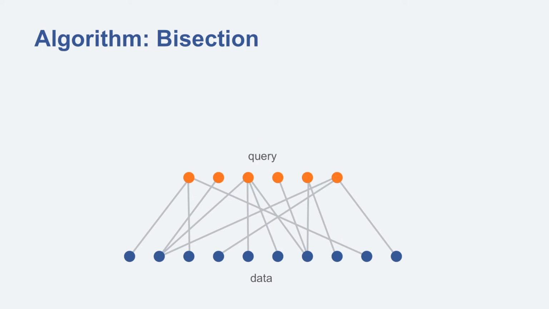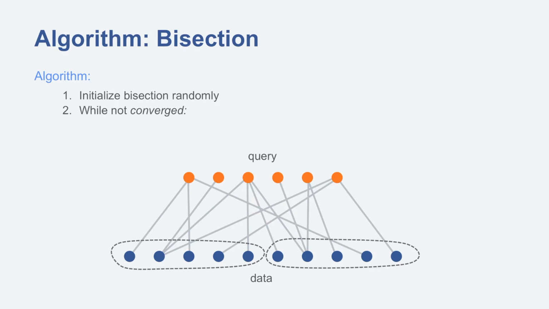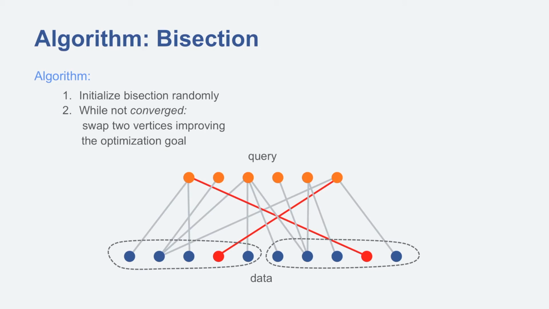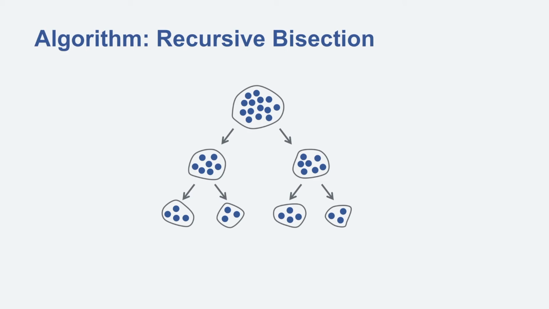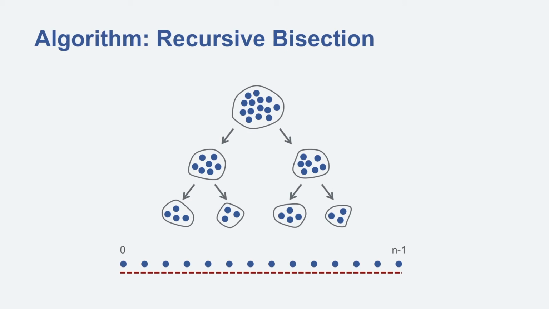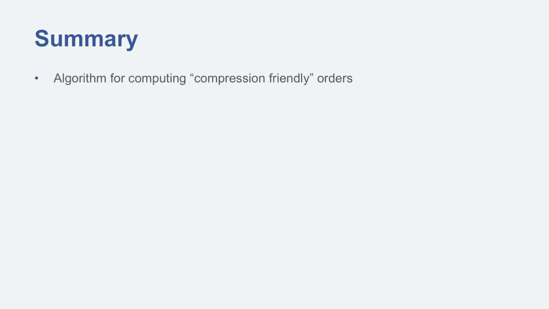More generally, suppose we are given a bipartite graph of query and data vertices, where we want to reorder the data vertices so that query vertex adjacency lists are easily compressed. One way is to randomly initialize the bisection. While we haven't converged, we can then swap vertices which improve our optimization goal, as so. By making our optimization goal reflect the cost of representing the graph using delta encoding, the algorithm produces a compression-friendly bisection. The last piece of the algorithm is to run the bisection method recursively. We take the final bisection tree and lay it out onto the line to produce the final ordering of the vertices.